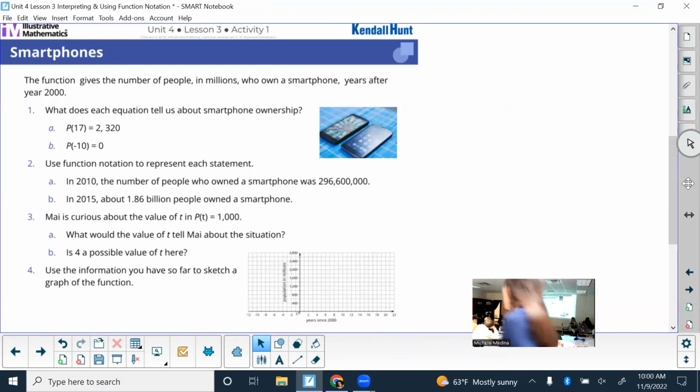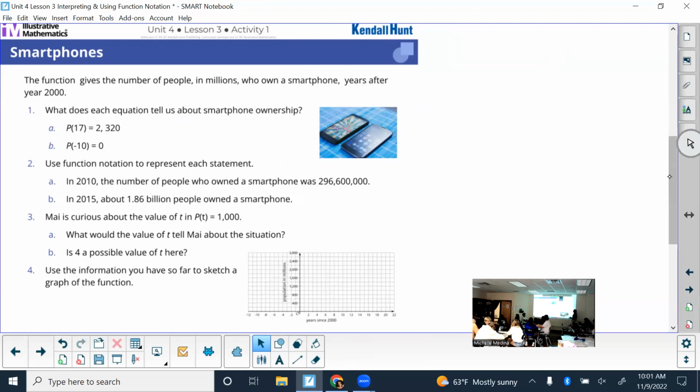To the next activity. This one is printed on your note sheet. The whole goal of this lesson is to be able to interpret function notation. So now I'm going to throw a new situation at you. The function pictured on your notes gives the number of people in millions who own a smartphone years after the year 2000. First, think about it to yourself, maybe write it down. What does each equation tell us about smartphone ownership? P of 17 equals 2,320 and P of negative 10 equals 0.